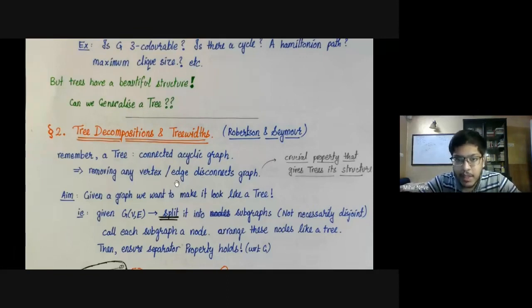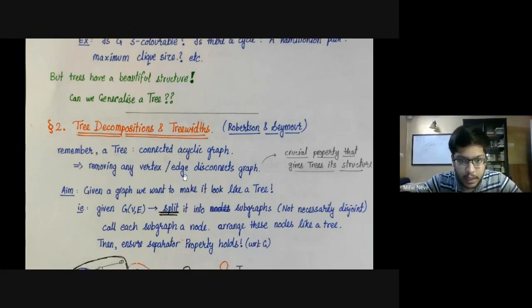This property of separation, that removing any node from the tree disconnects the graph, is what is really crucial in giving trees their structure. Why is this crucial? Because of this separation property, you can say that there are no cycles. And if there are no cycles, then you have a unique path between any two vertices, and that will give you a really good structure for going from one vertex to another. So if you think deep about it, this separator property is the most important property that defines a tree, along with the fact that it is connected.